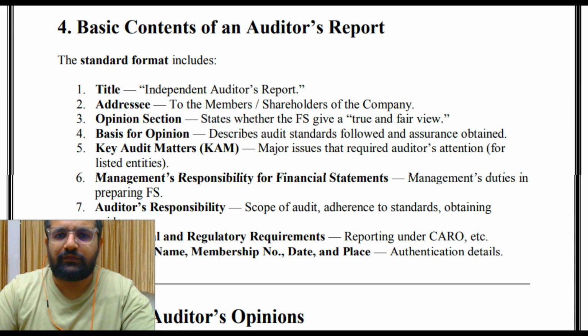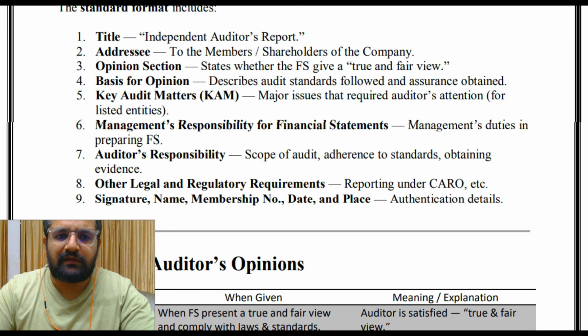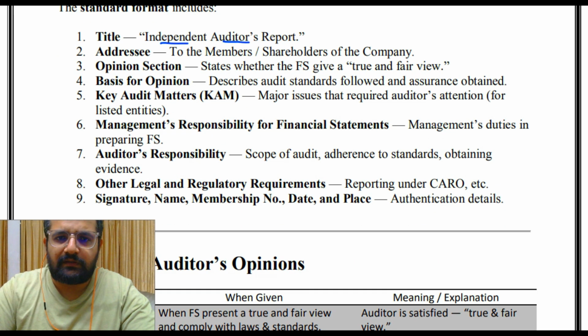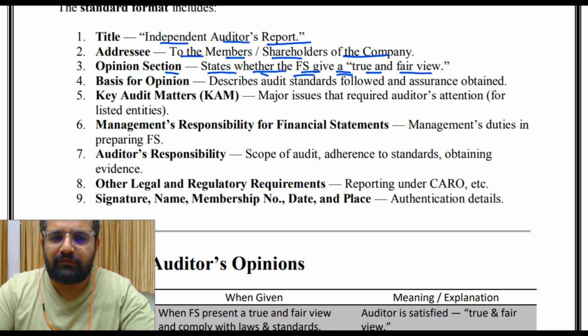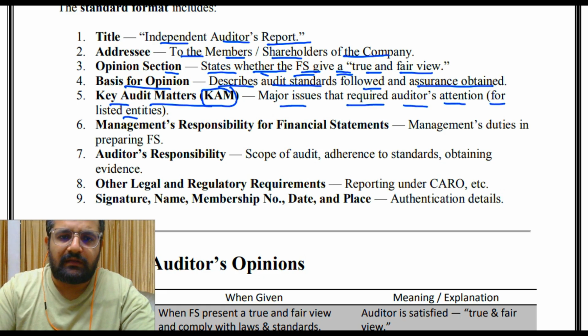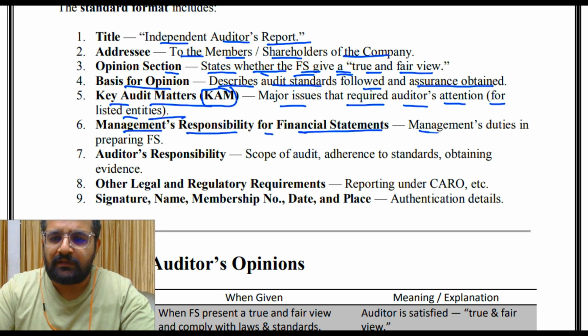Now basic contents of an auditor's report. The standard format includes the title, independent auditor's report, addressee to the members, shareholders of the company, opinion section, which states whether the financial statements give a true and fair view, basis for opinion, which describes audit standards followed and assurance obtained, key audit matters, that is KAM, so major issues that required the auditor's attention for listed entities. Then management's responsibility for financial statements, so management's duties in preparing financial statements.